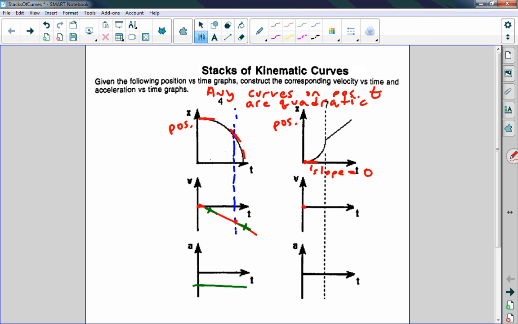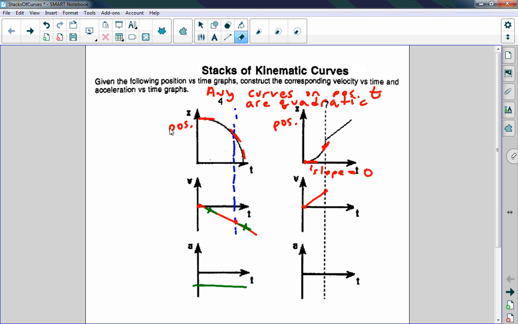And then I check later on, and I draw a tangent line, and I have a very high positive slope. So maybe I draw a very high positive number representing the velocity of that object at that time. And then we said, because it's quadratic on position versus time, it's got to be linear on velocity versus time. So I'm drawing a line between those two points.